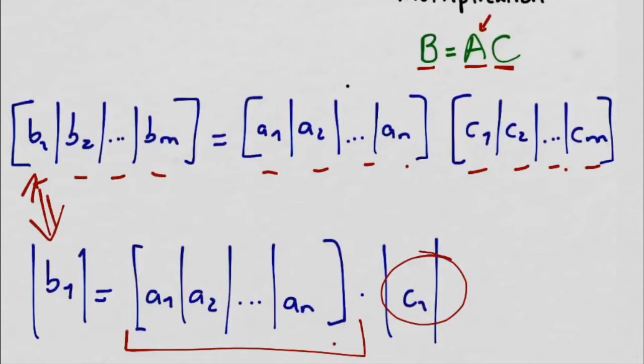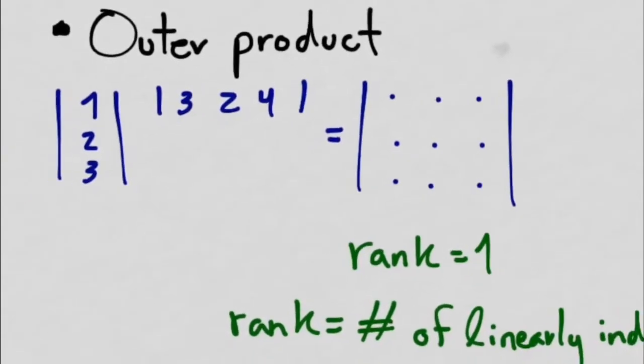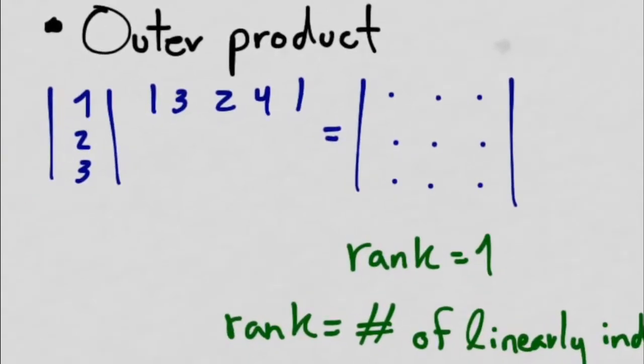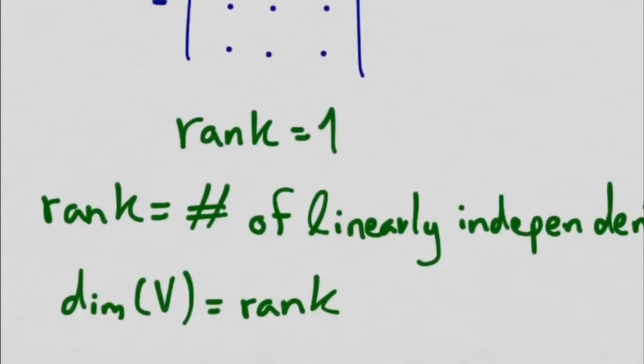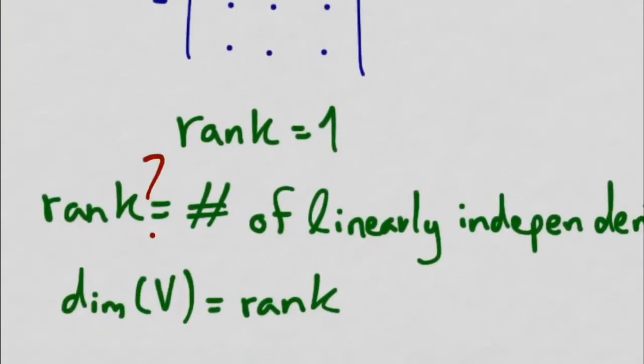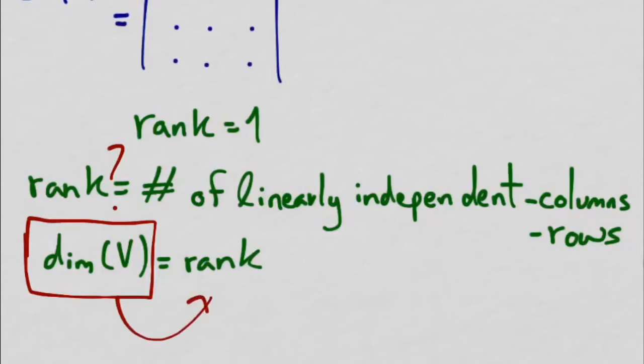A special matrix multiplication is the outer product, which is a product of an m-dimensional column vector with an n-dimensional row vector, which results in a matrix of rank 1. What is rank? Rank is the number of linearly independent columns or rows, and the dimension of the vector space that is spanned by this matrix is equal to the rank of the matrix.